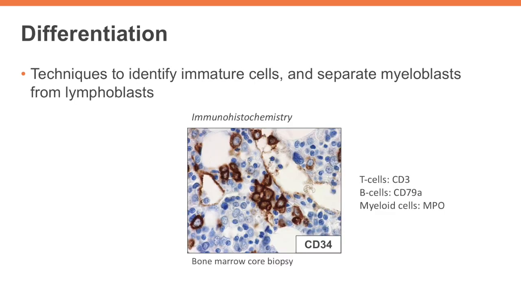We can also use immunohistochemistry, which is performed on actual tissue sections, to help identify immature cells and separate myeloblasts from lymphoblasts using certain markers.